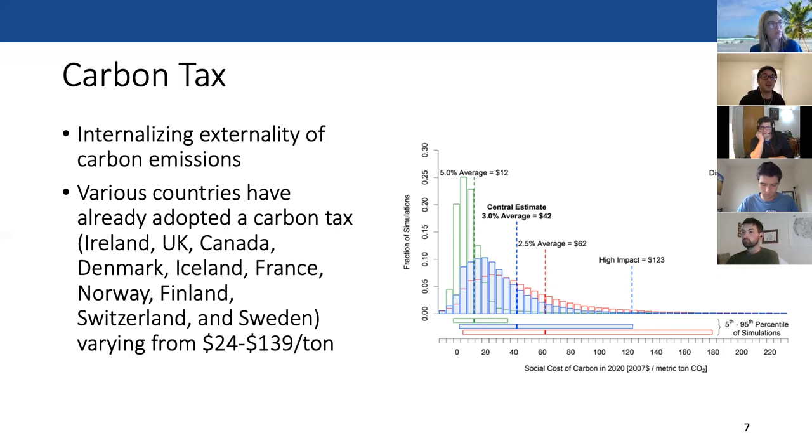The social cost of carbon is determined through these integrated assessment models that are able to figure out the marginal damages of CO2 and the costs associated with that. A couple countries and regions have adopted a carbon tax. And so there's this list here, and the tax that they elicit is anywhere between $24 to $140 a ton.